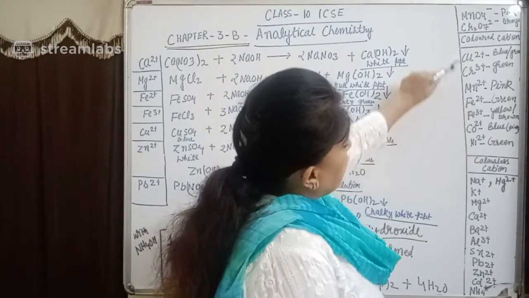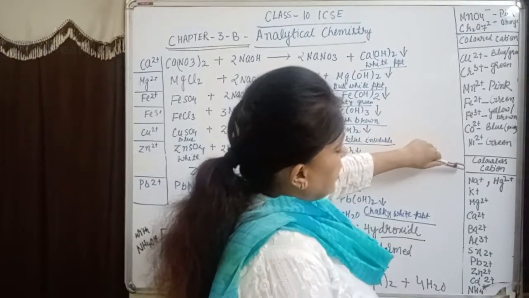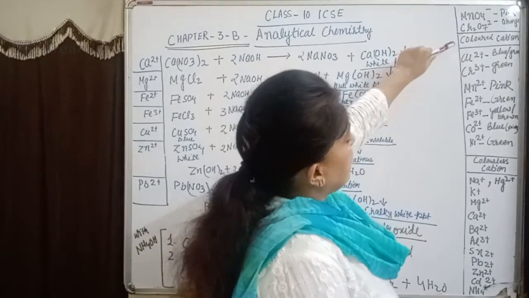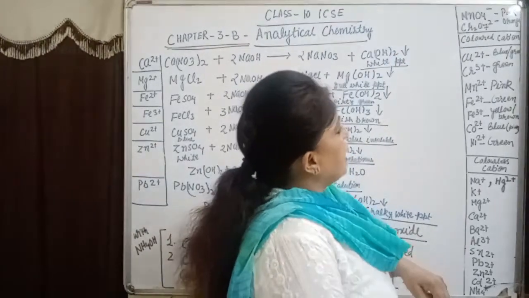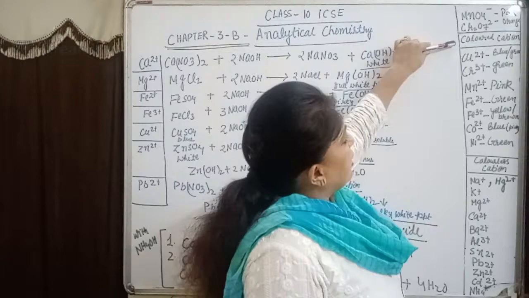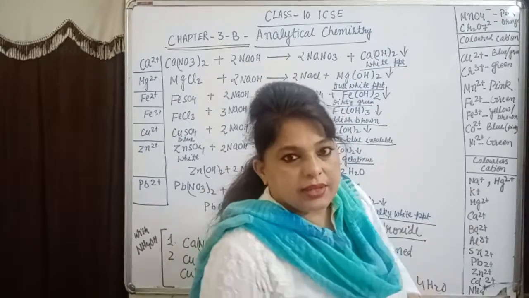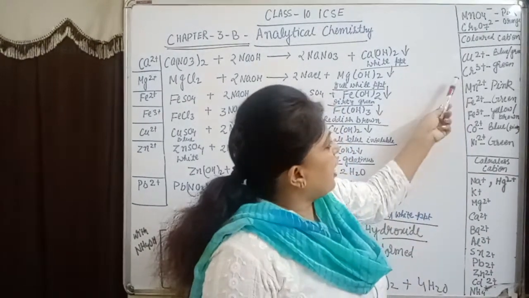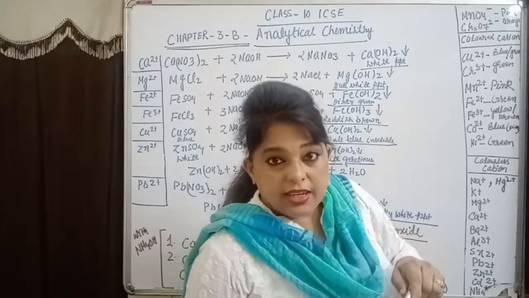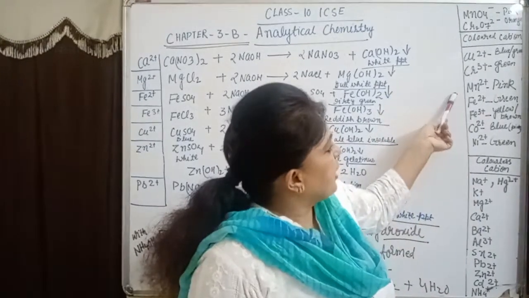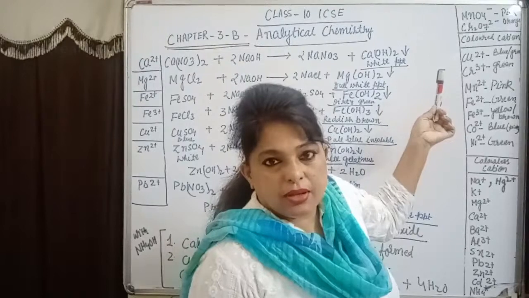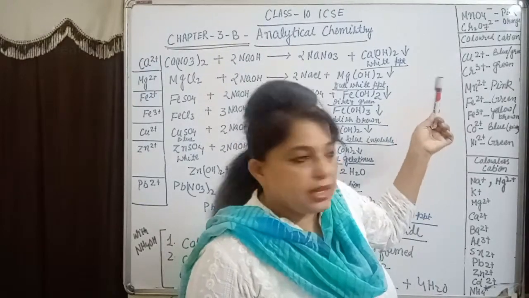Colored ions and colorless ions, right? I have specifically written cations, right? Now you can see here copper is blue and green color, right? And chromium ion is always green color. Manganese ion, Mn2 plus ion, is always pink in color.